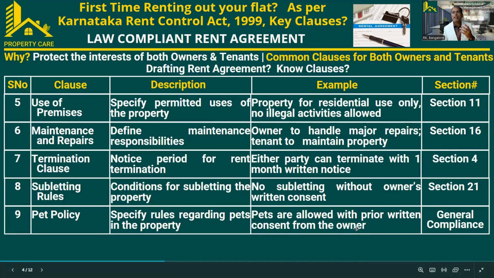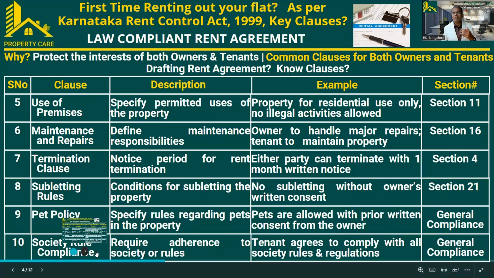So don't bring a pet without prior approval, because some societies have an objection. The society itself may not allow pets. If you bring one there, then there is a lot of confusion with society people, as they don't have a society law to have a pet in their society. So these confusions will come. So this is a general compliance.